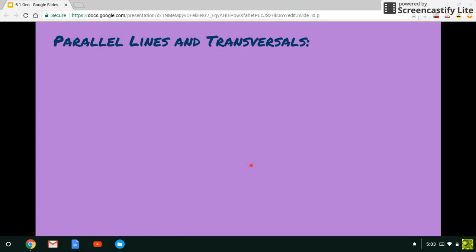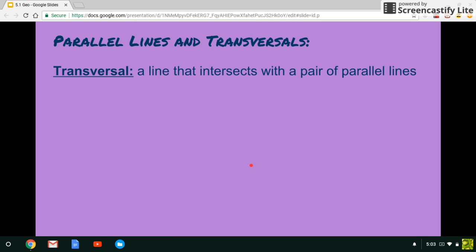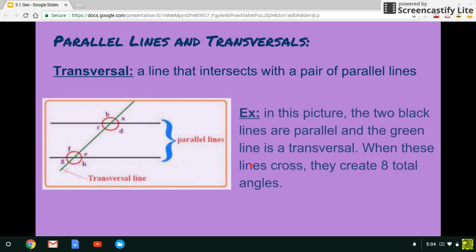Okay, so now that we have parallel lines, let's talk about transversals. So a transversal is a line that intersects with a pair of parallel lines. So kind of a picture of what that looks like. In this picture, we've got the two black lines. They are parallel. And we also have this green line here. This green line is the transversal line. And when the transversal intersects with the parallel lines, they create 8 different angles. So we have angle A, B, C, and D, and we have angles E, F, G, and H.